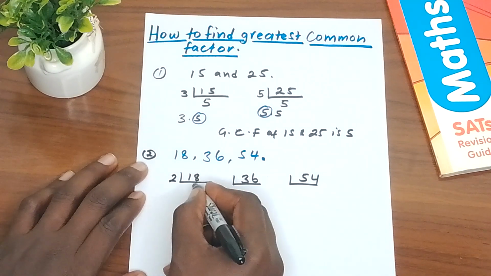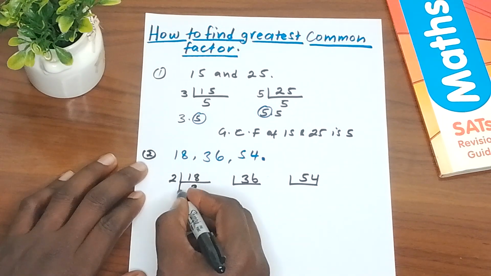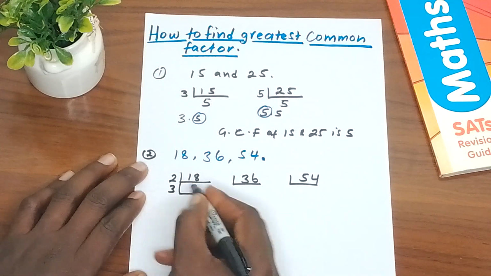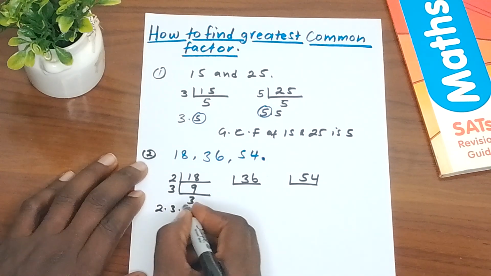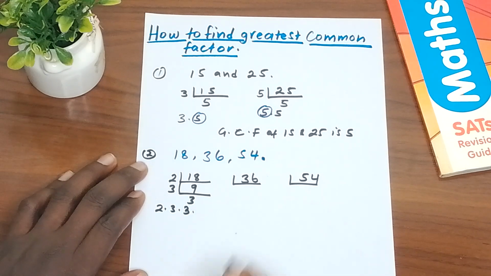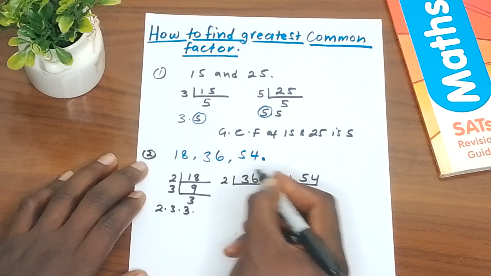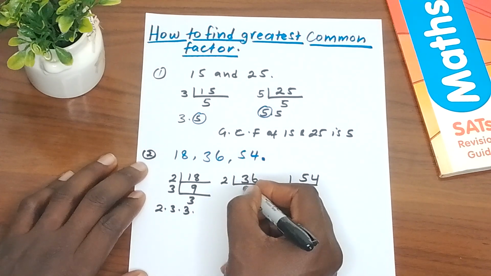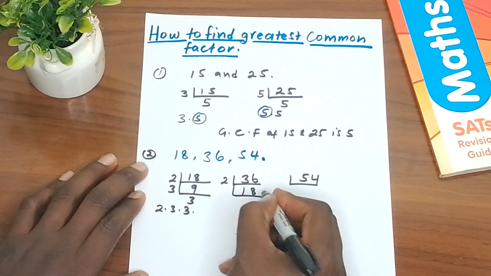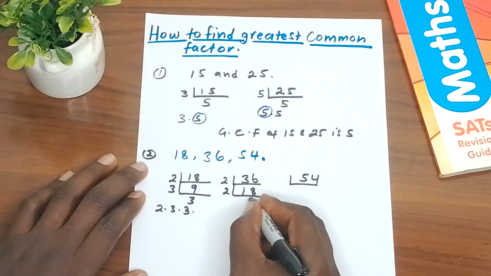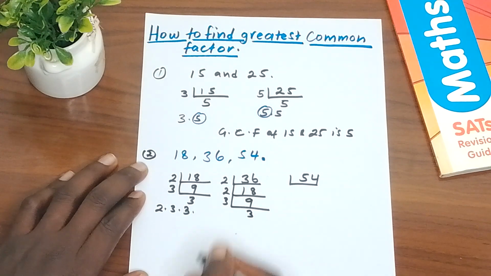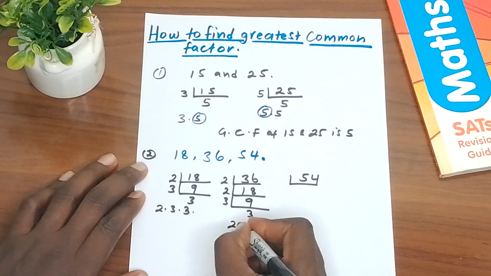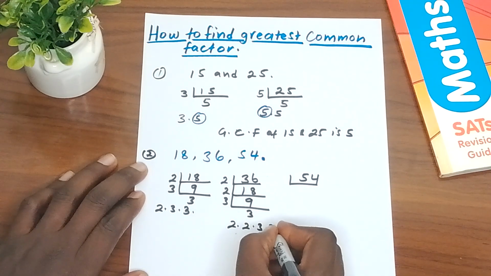2 can divide 18, we get 9. We can still divide 9 by 3 to get 3. So the factors here are 2, 3, 3. Those are the factors. Then we go to 36. 36 divided by 2 is going to be 18. 18 divided by 2, we'll get 9. 9, we divide it by 3, we get 3. So the factors here are 2, 2, 3, 3.